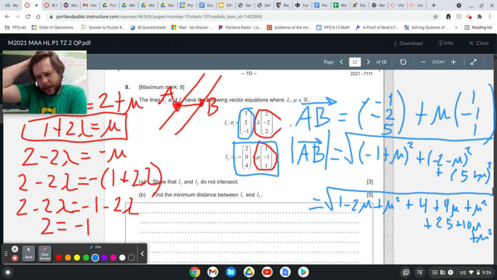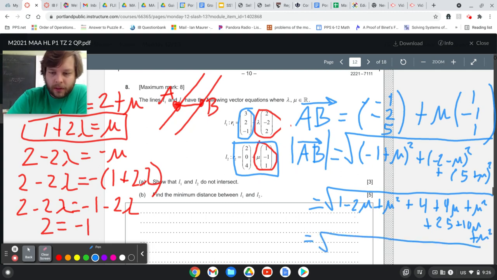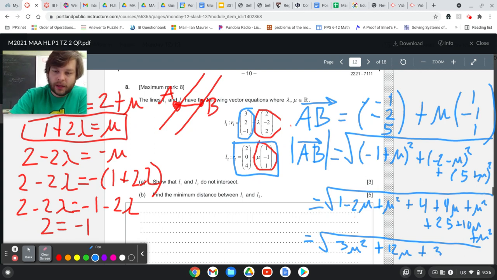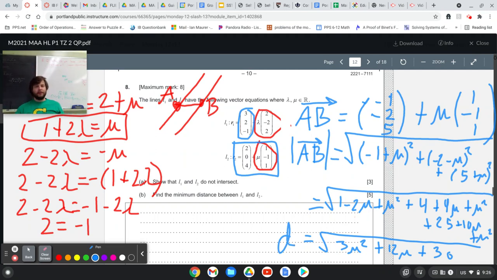So collecting my like terms, looks like we've got 3 mu squared. How many mu do we have? -2 plus 4 plus 10 makes 12. And then the constant 1 plus 4 plus 25 makes 30. So this right here is essentially our distance equation. And how do you find the minimum of something? You take the derivative and set it equal to 0. So I am going to clear the screen just so I can rewrite my distance and then take the derivative and set it equal to 0.